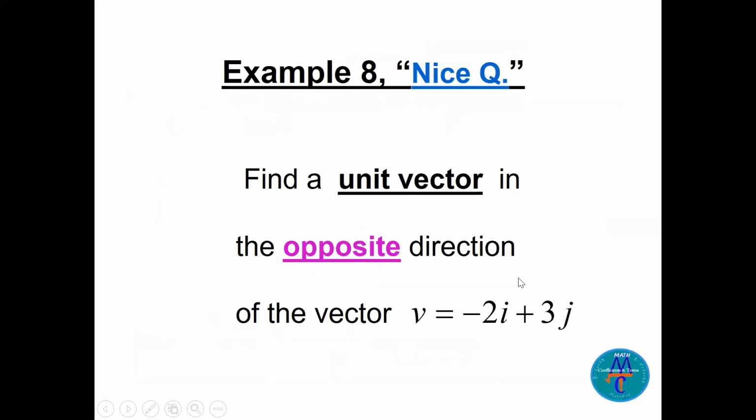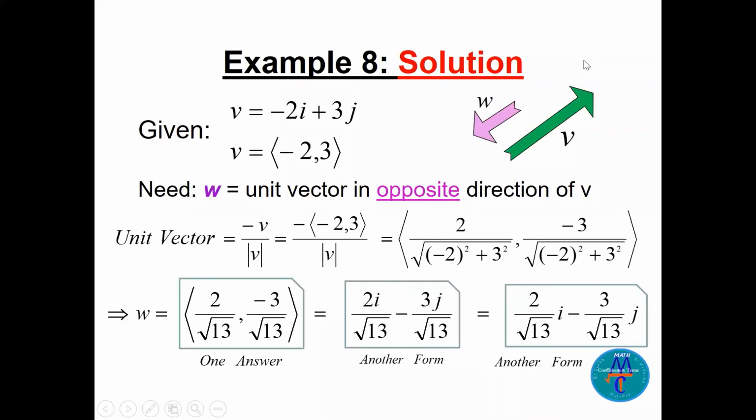Let's see a nice example. Find a unit vector in the opposite direction of the vector v = minus 2i plus 3j. So the vector v is minus 2i plus 3j. We can write the vector as (minus 2, 3). The components are there. Let's call the vector w the unit vector, the small vector of magnitude 1 in the opposite direction of v. So this is the v and this is the w.